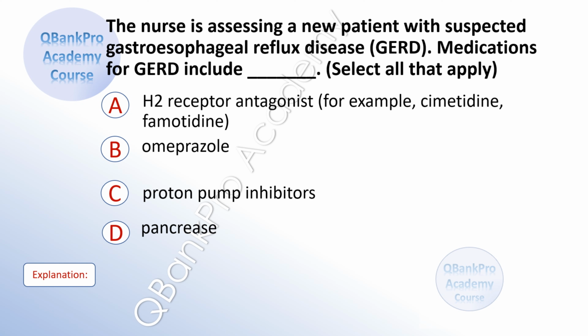The nurse is assessing a new patient with suspected gastroesophageal reflux disease. Medications for gastroesophageal reflux disease include: select all that apply. A. H2 receptor antagonists, for example, cimetidine, famotidine. B. Omeprazole. C. Proton pump inhibitors. D. Pancrease.